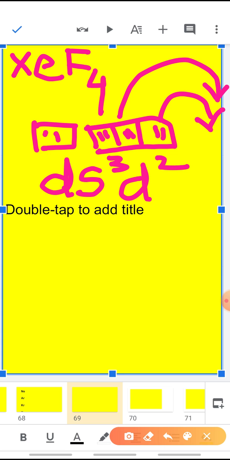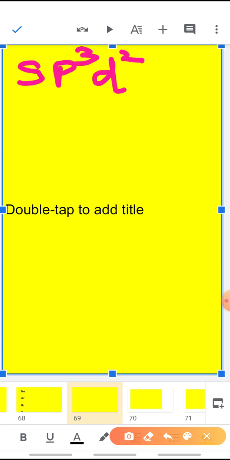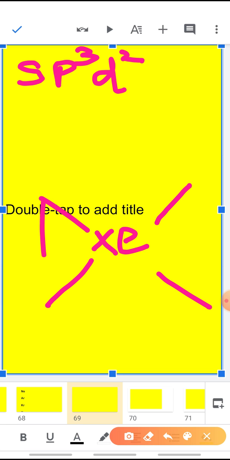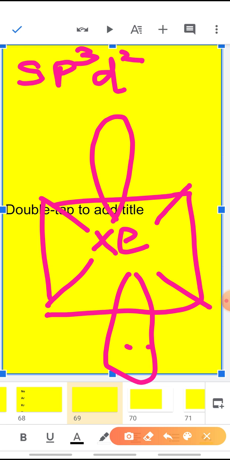sp3d2. When the hybridization state is sp3d2, sorry, what have I written? It will be sp3d2. For sp3d2, the geometry should be octahedral, but it has got 2 lone pairs. So, what will happen? 1, 2, 3, 4. 4 bonds with fluorine will be present in this manner. 1 lone pair above the plane and the other one lone pair below the plane. These 2 will be the lone pairs, and we will call the geometry square planar.